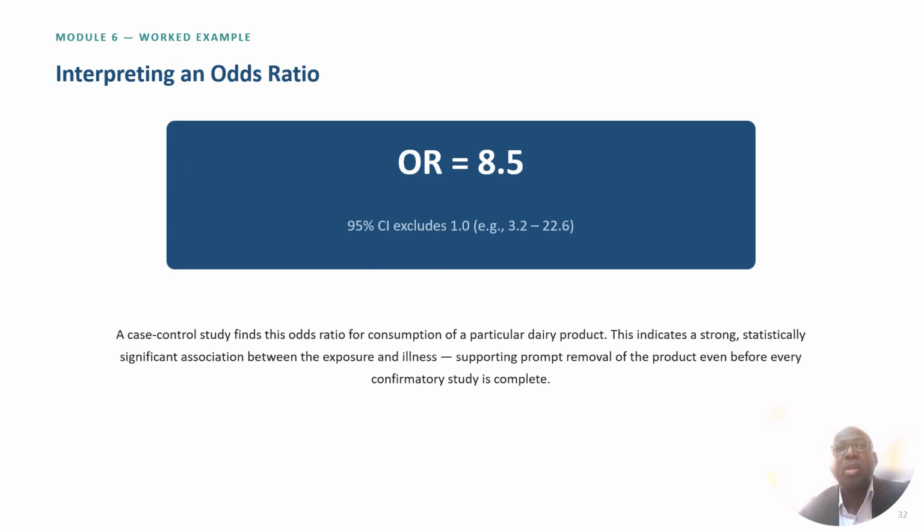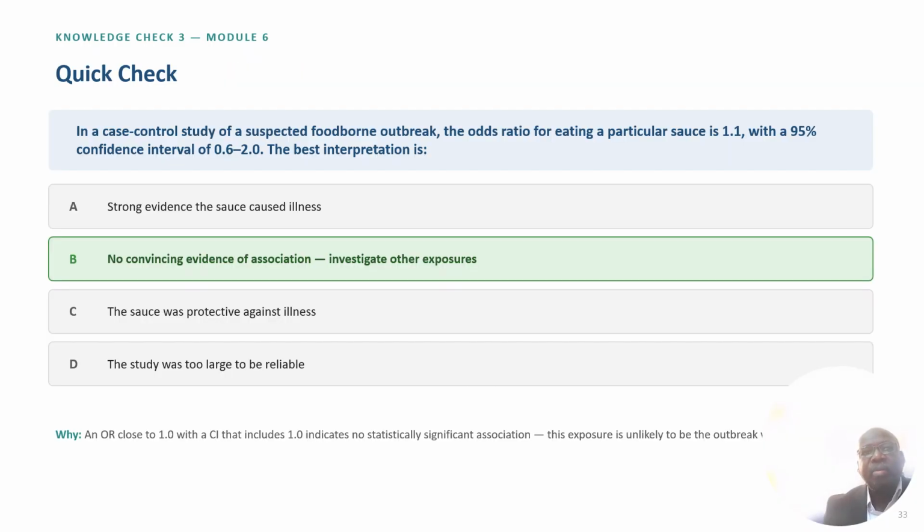So it means that all those who are exposed to the item get and develop the disease, supporting the prompt removal of the products even before every confirmatory study is completed. Sometimes we can go ahead and take action even when lab confirmation does not exist, depending only on the statistical analysis. Here we have a contrasting scenario in a case control study of a suspected foodborne outbreak.